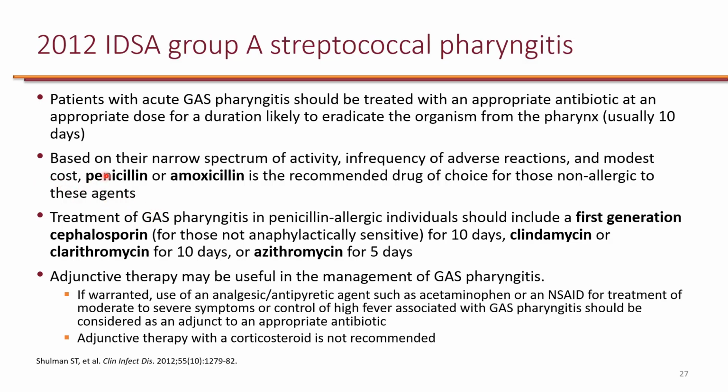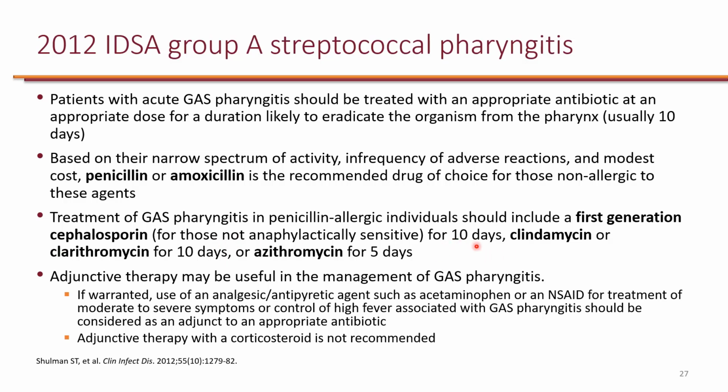affordability, to use either penicillin or amoxicillin as the drug of choice in patients who do not have penicillin allergy. If someone does have penicillin allergy but it's not an anaphylactic reaction, you can use a different class of beta-lactam, so a first generation cephalosporin. First generation cephalosporins are also narrow, they're well tolerated, and they are affordable. So something like cephalexin would be useful.